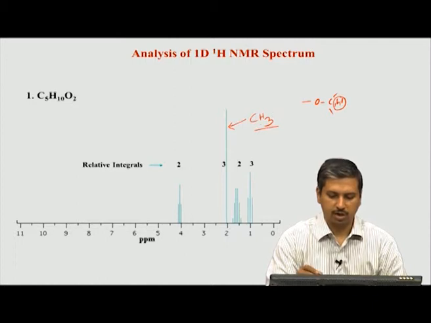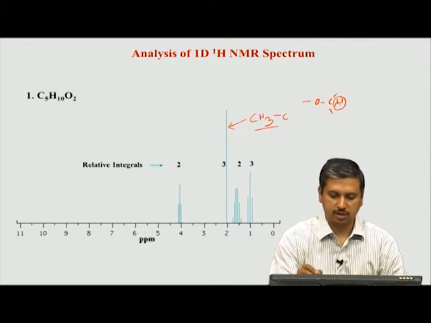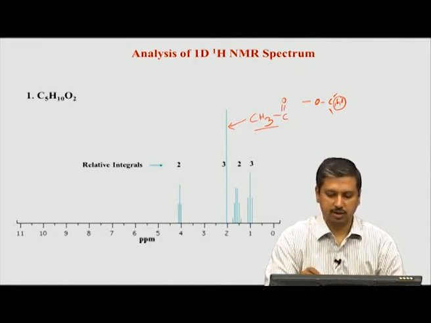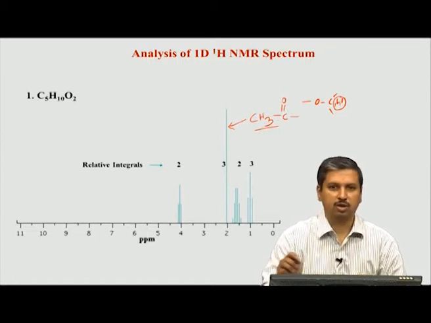So, what that means is that most likely this is attached to a carbon, and this carbon does not have any hydrogens. Because if it had a hydrogen, it would have got coupled to that hydrogen and this would not have been a singlet. The fact that this peak is a singlet means that it is attached to a CO, and therefore this CH3 does not have any hydrogen to couple with.